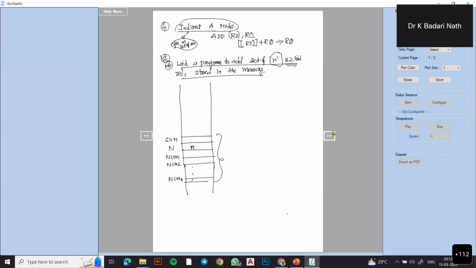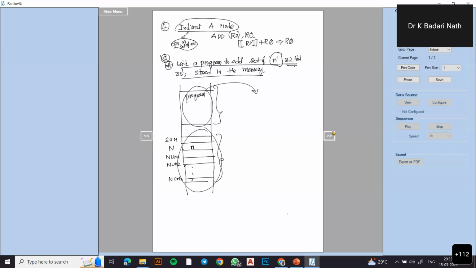Now, where is my program to be stored? I have to write the program in the memory itself, here. So this program is also there in the memory, and this data is also there in the memory. Now we will start writing the instructions for that.